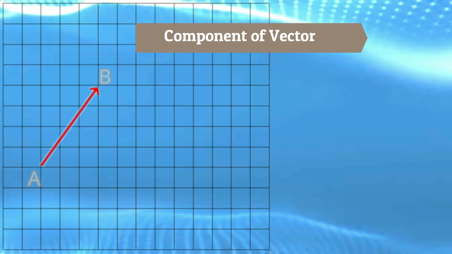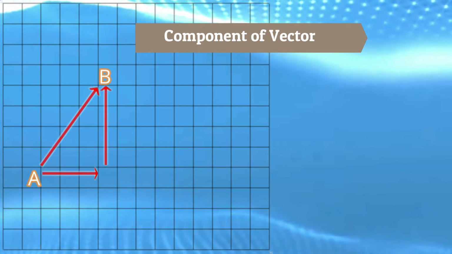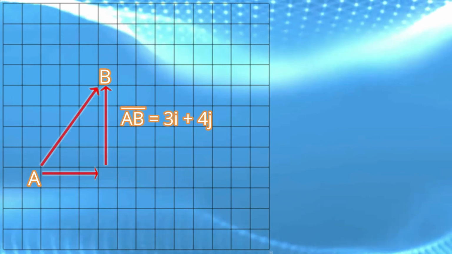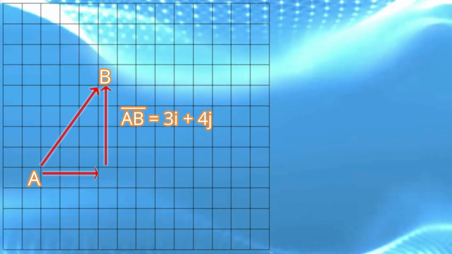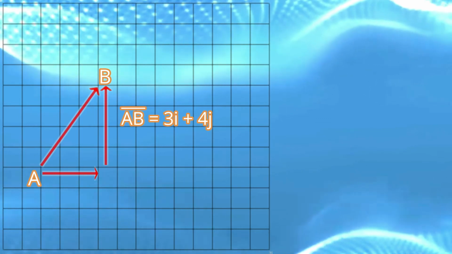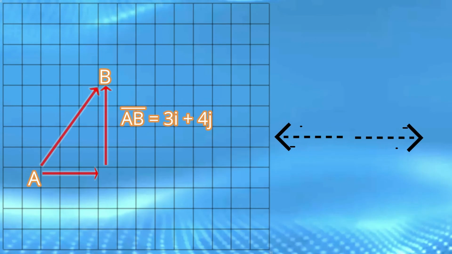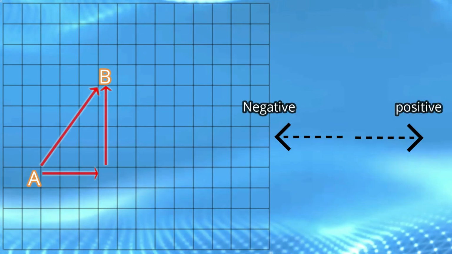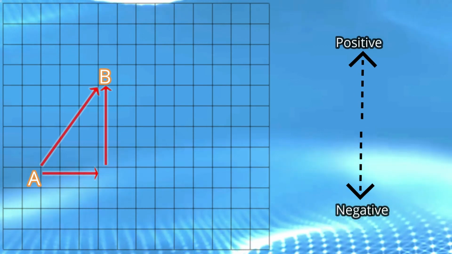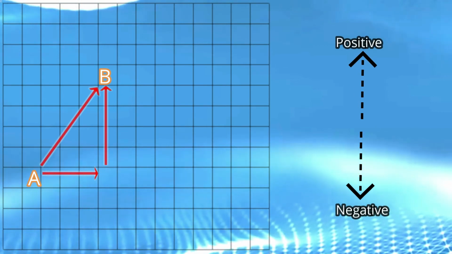Or we can name the vector by a lowercase letter. Let's say it's vector a. Vector AB is the displacement from A to B. The displacement is 3 units to the right and 4 units upward. So we can write vector AB as 3i plus 4j. The displacement in the x-axis is represented with i and in the y-axis with j. Remember, in the x-axis, movement to the right is positive and movement to the left is negative. In the y-axis, movement upward is positive and movement downward is negative.